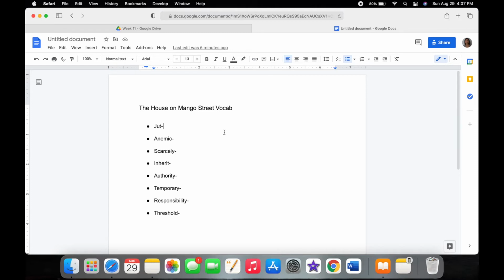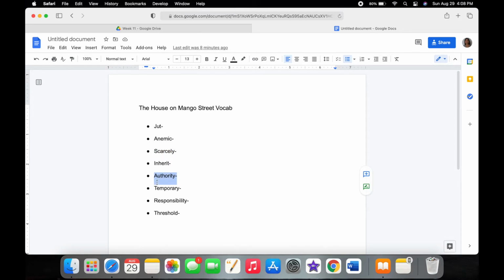Authority. Authority and inherit and scarcely kind of have to do with the same thing. So authority, I'm thinking in terms of what the context of this book is giving me right now, because obviously I haven't read it, but authority is giving me this sense that they have this otherness, right, that they talked about, and it's scarcely, there's something that's scarce, something that's not always there. An authority figure in this book might be the reason why something is scarce in their environment.